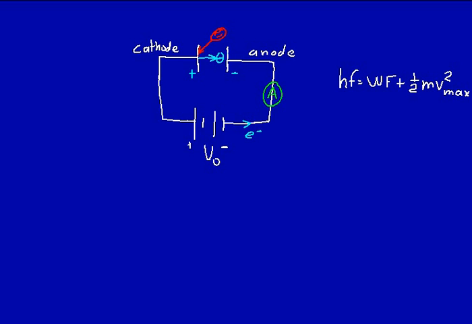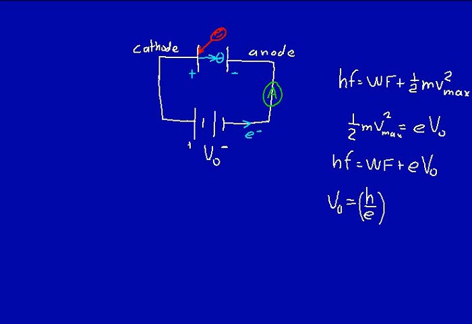This type of circuit can be used to figure out what 1/2 mv max squared is equal to. When the current is 0, then we set that equal to the charge times voltage, electron volts, e times V0. That changes our photoelectric equation to h times frequency is equal to the work function plus eV0. We can rearrange this and solve for that voltage, and that's equal to h over e times the frequency of that particular EMR photon minus the work function over the charge.